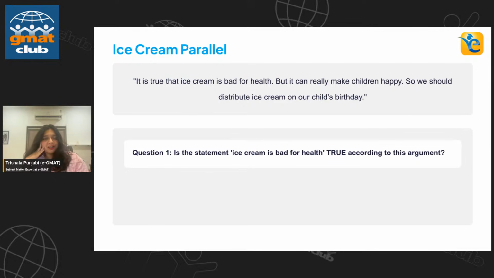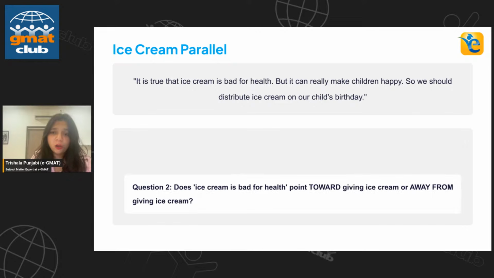And if you're saying it's not true, I want to eat the ice cream that you guys are eating, which is apparently good for health. It's a very obvious thing, right? That ice cream is bad for health is true according to the argument. Now, yes, very good, Ansh. Now, does "ice cream is bad for health" point towards giving ice cream or away from giving ice cream?